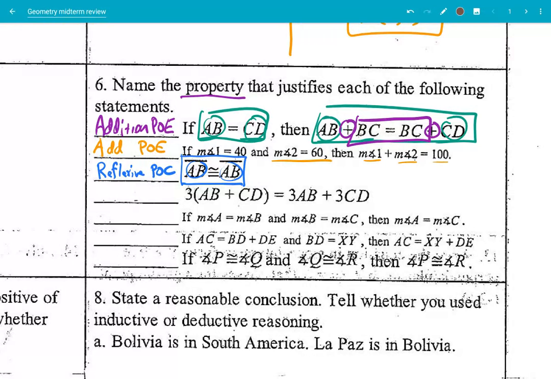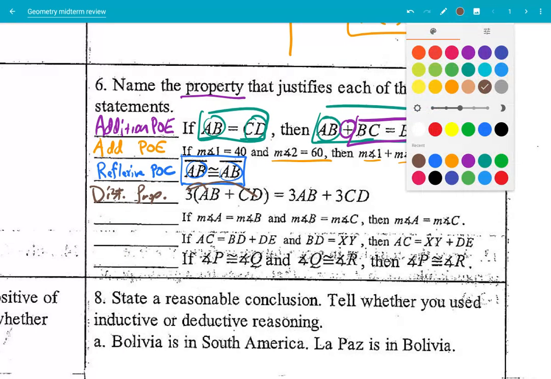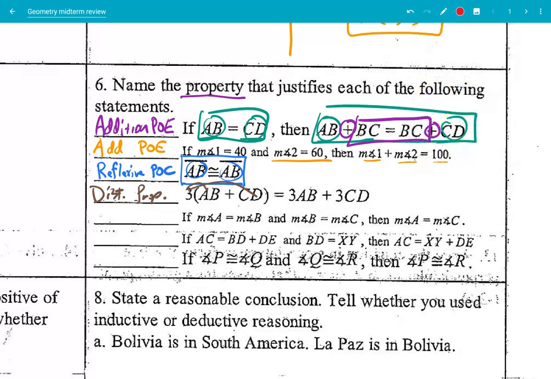Next, well, let's see. 3 times the quantity AB plus CD equals 3AB plus 3CD. What did we do here? We distributed. Distribution property. We distributed that 3 to the AB and CD. Next. If I'm going too fast for you, just rewind the video.